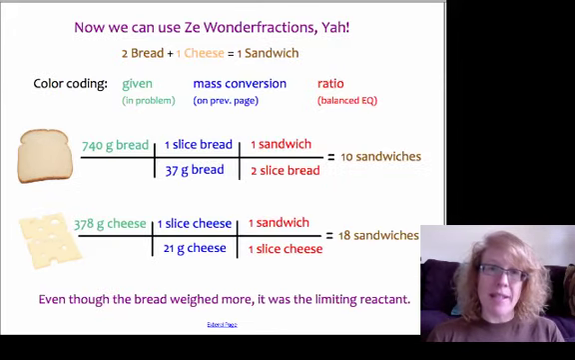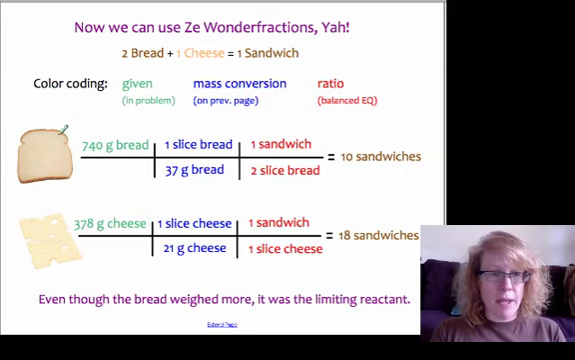We need to figure out how many slices of bread, how many slices of cheese we have. So this is time for the fractions. We have some colors here. Green was given to us in the problem. Blue is the mass-to-mass conversions. And we have the ratios from our balanced equation. Those are in red.